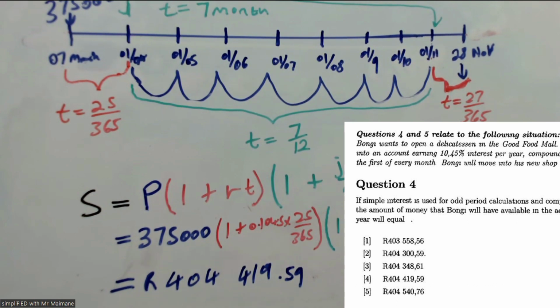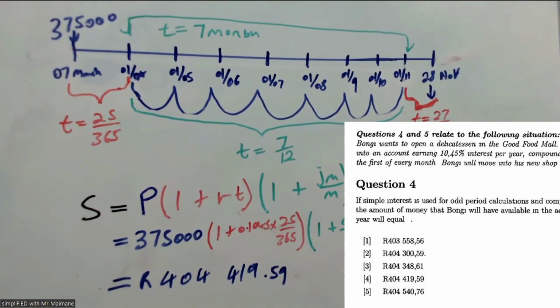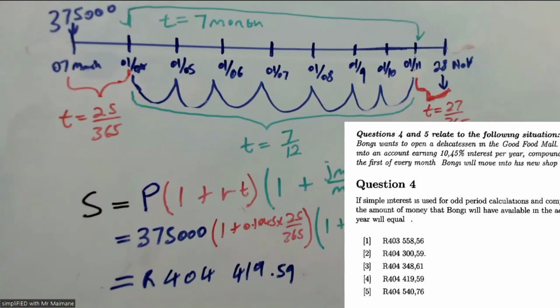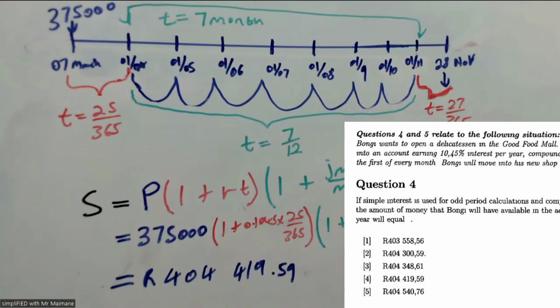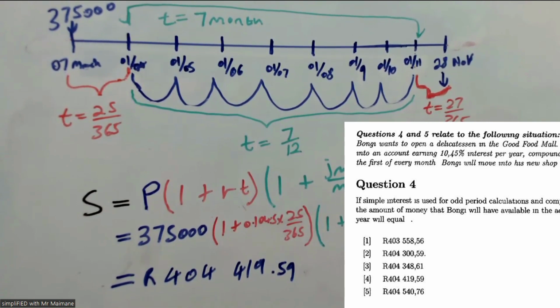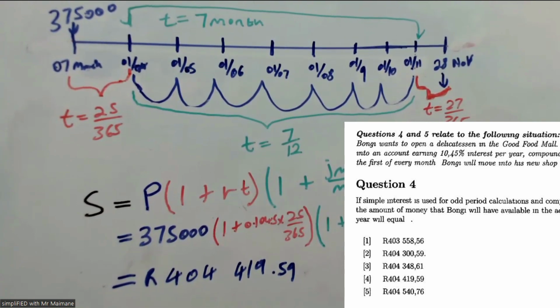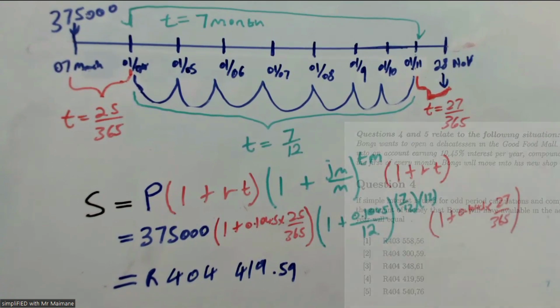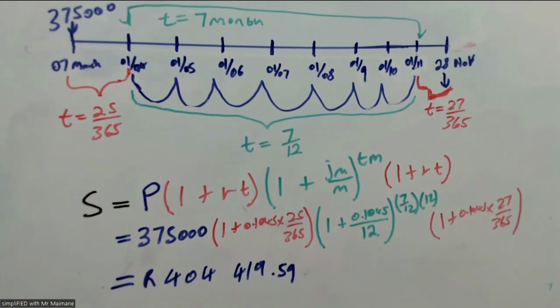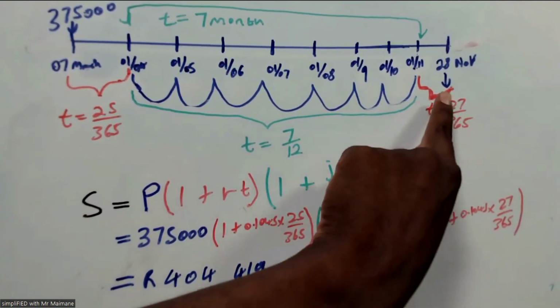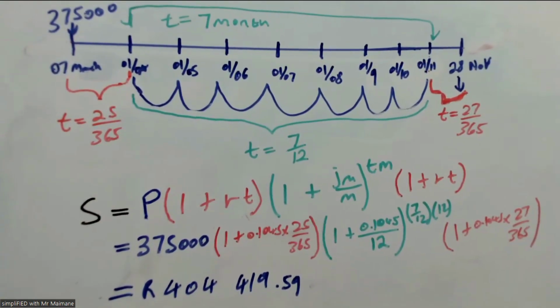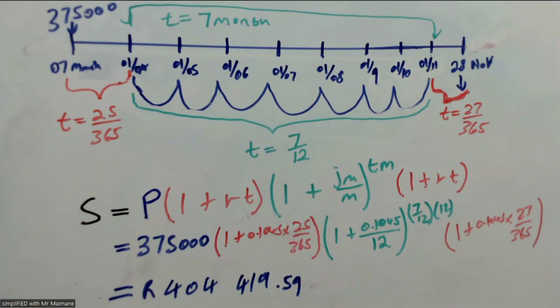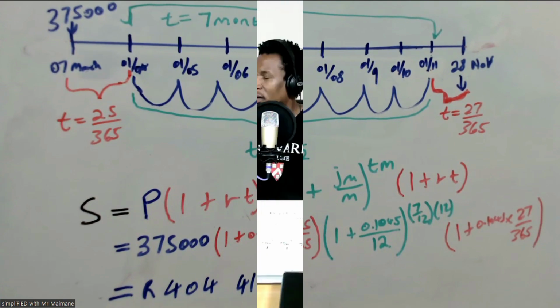So the money that Bongi will have on the 28th of November, given that simple interest is used for odd periods and compound interest is used for full periods, the money that Bongi will have when he moves into his shop on the 28th of November is going to be that amount there. So there's no trick here.